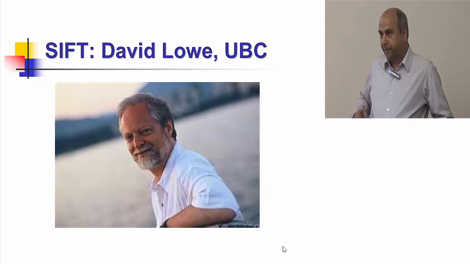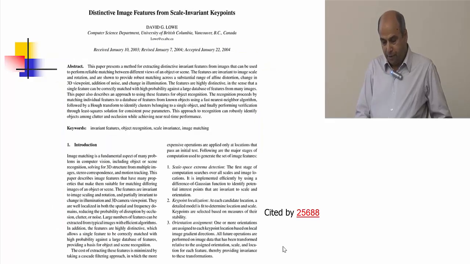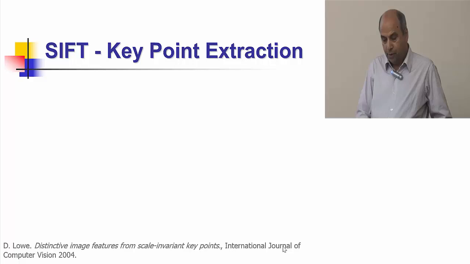So this was developed by David Lowe, who is a famous computer vision researcher. He is at UBC. He got his PhD at Stanford University. Then he was a professor at NYU. And this is the original paper, which has 25,000 citations and is widely used.